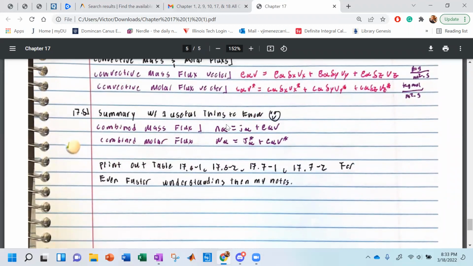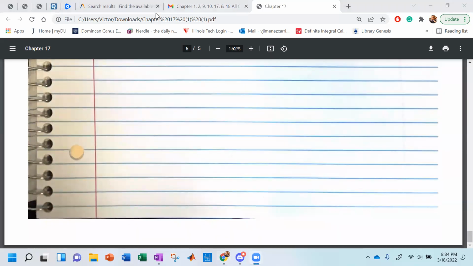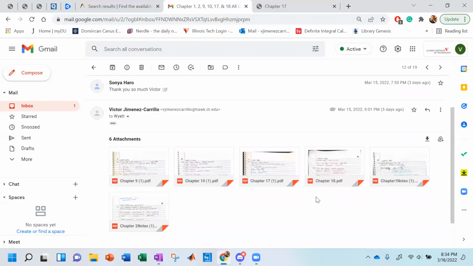A summary of useful things to know is that you should know the combined molar flux and the combined mass flux equations. They're written right here: J or JA star, plus rho times velocity, rho being mass, and then C being molar. At this point, if you really want to know this stuff, don't waste your time reading it. Just print out tables 17.8-1, 17.8-2, 17.7-1, 17.7-2. It is much faster and easier to understand than my notes because they literally just show you what they are. That's not too important. Chapter 17 is a wash. I feel like I wasted time reading it.